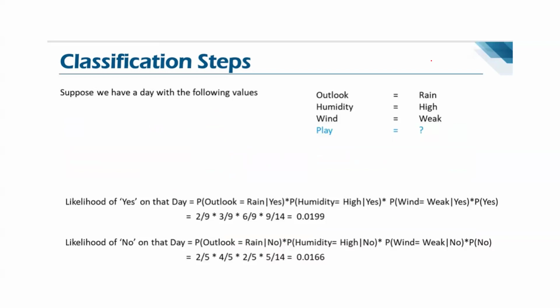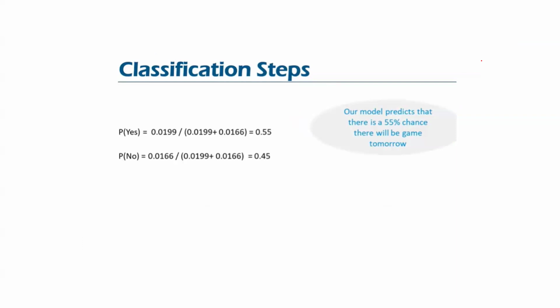Now, after calculating this, my question is: the condition given is outlook equal to rain, humidity equal to high, and wind equal to weak. Then the question is whether we can play or not. If these are the attributes given, then can we play, whether it is no or yes? How are we going to find that out?